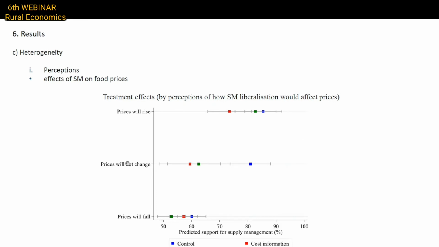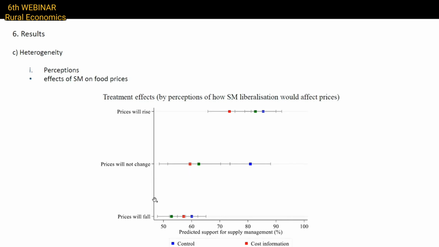This middle group are people who thought prices wouldn't change. Either they're unsure, so they say, I don't know, or they think it won't change, in which case they're probably misperceiving the effects as well. And we're seeing an even bigger effect. The control group, who didn't get the cost treatment, had support of about 82% on average. Then we treat them with the cost information: actually, this is costing you a lot of money. They internalize that information, and predicted support goes down by about 20 percentage points. So, another very big effect.